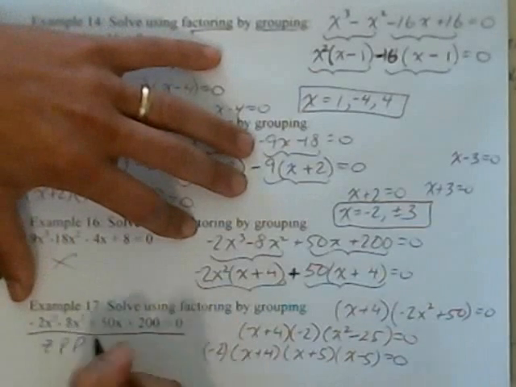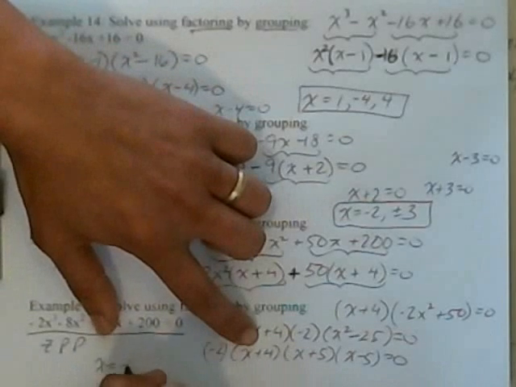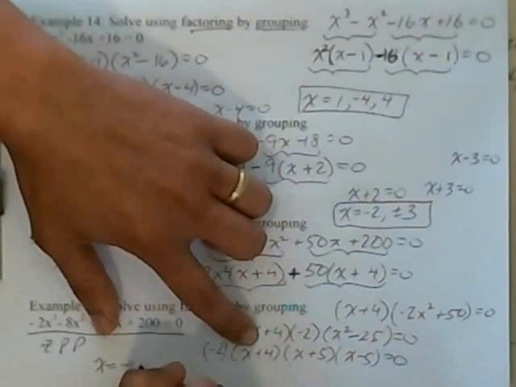Zero product property. We said x plus 4 equals 0. X equals negative 4. X equals negative 5. Or x equals positive 5.